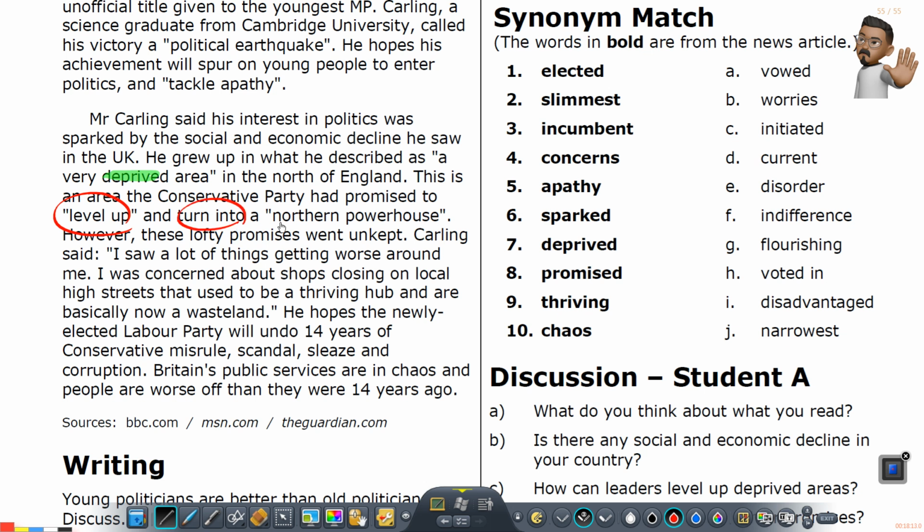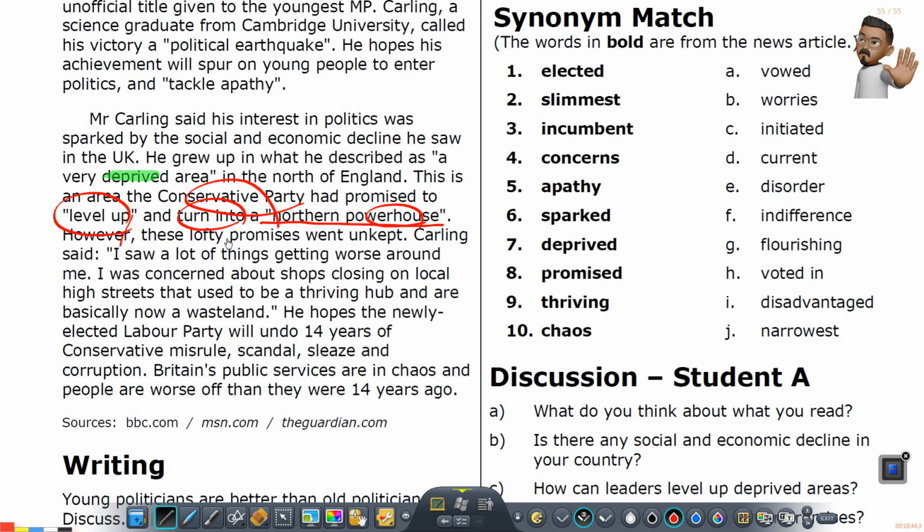Turn into a northern powerhouse. What is a powerhouse? 발전소. Okay? This is never conservative. Like 보수당, they always promise, we are going to make this community a northern powerhouse. This is going to be a great place. Like habitable, 살 수 있고, full of potential, 잠재력. But they fail. Go ahead.